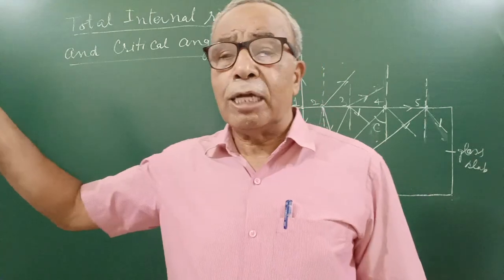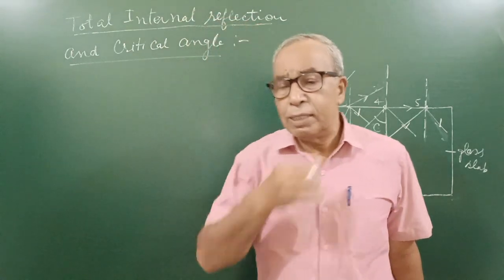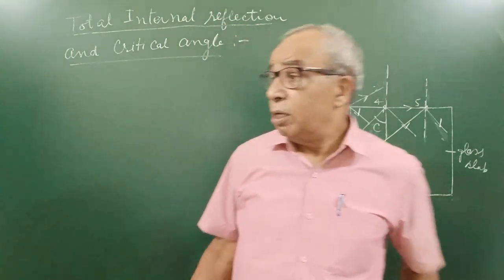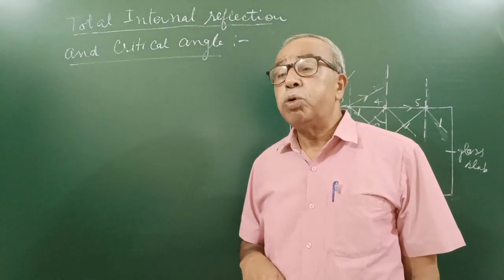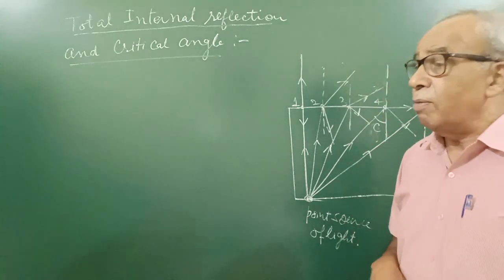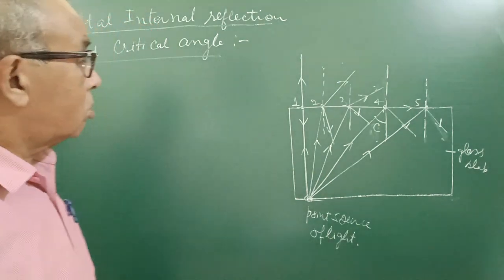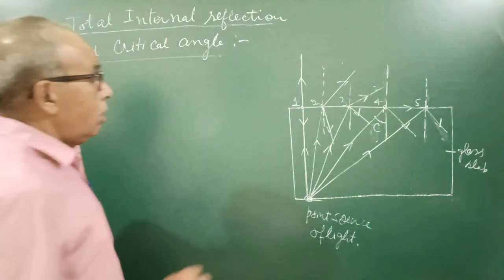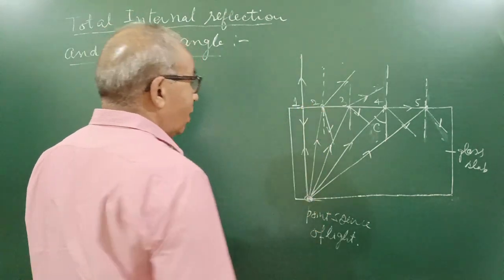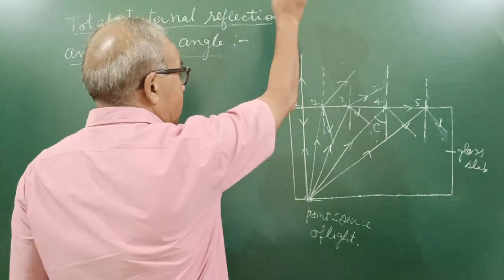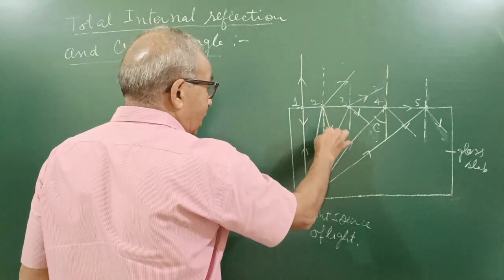In any room, there is a glass pane, a glass window. You are able to see across the glass window because of refraction. You are also able to see the glass itself, and that is due to reflection of light. So wherever refraction takes place, reflection also takes place. This is not told by every teacher. Here at point 1, the ray is incident normally, so it is reflected straight back on the same path. At point 2, the ray falls making a certain angle theta with the normal.